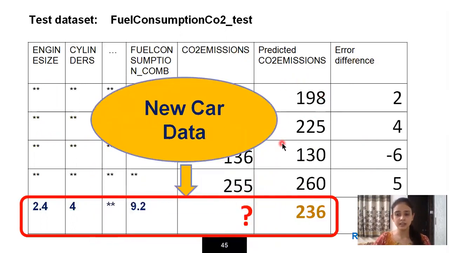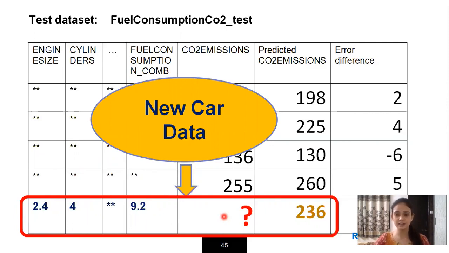Now, the company is going to manufacture a new car. So this car is under process. They have designed the car: what should be the engine size in the car, what should be the cylinders in the car, what should be the fuel consumption comb in the car. So this data I am having. Now I want to predict the value of CO2, that is the carbon dioxide emission.